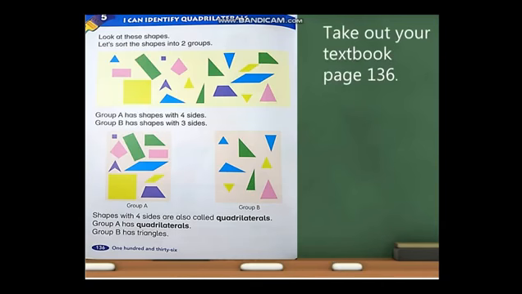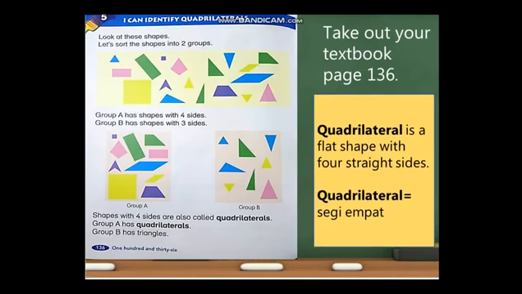Now we are going to identify quadrilaterals. Look at the shapes. Let's sort the shapes into 2 groups. Group A has shapes with 4 sides. Group B has shapes with 3 sides. Shapes with 4 sides are also called quadrilaterals. Group A has quadrilaterals. Group B has triangles. A quadrilateral is a flat shape with 4 straight sides, or it means segi empat.